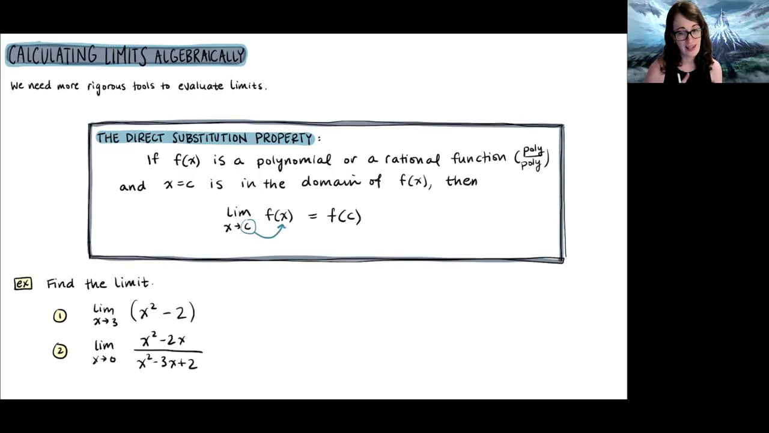Okay, so in the case where we have a polynomial or a rational function where you can basically just plug it in and get a number that makes sense out, then this property is saying that that's okay to do. It looks like it's saying a little more than it is, but this should always be the first thing to try.